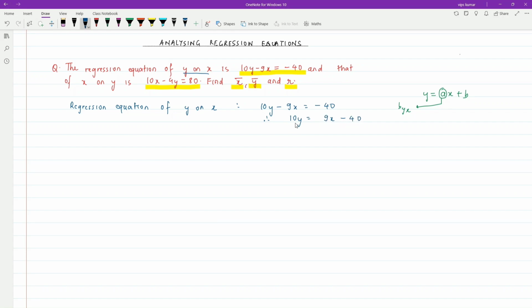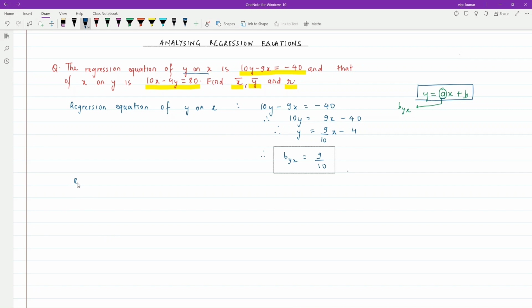And then we need to get rid of the 10, which is the coefficient of y. So we will be dividing by 10 on both the sides. And here we will get 9 by 10 into x and minus 40 by 10, which is going to give us 4. Now you can compare it with this equation. The value of a is 9 by 10 and hence the value of byx is going to be 9 by 10.